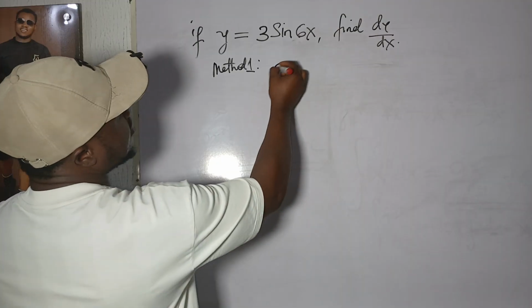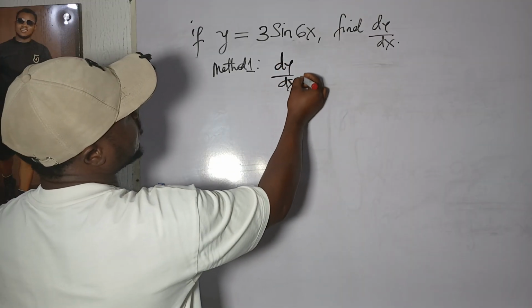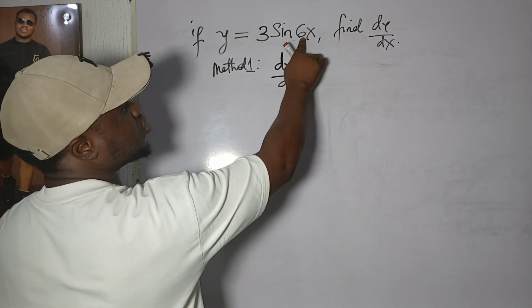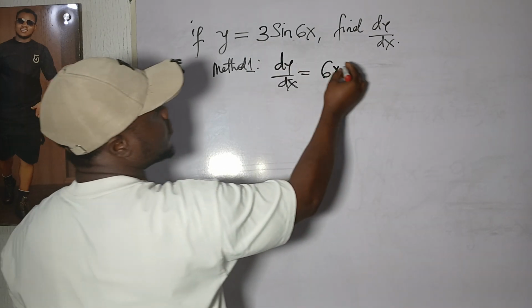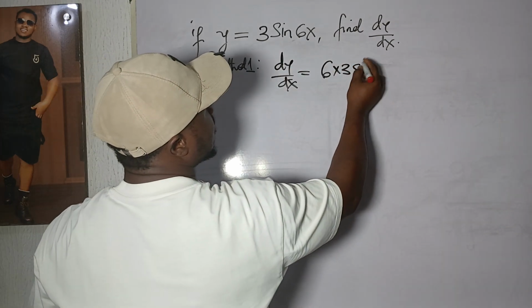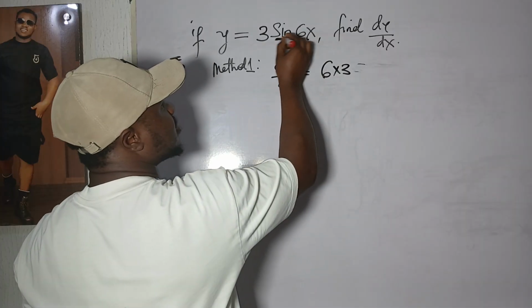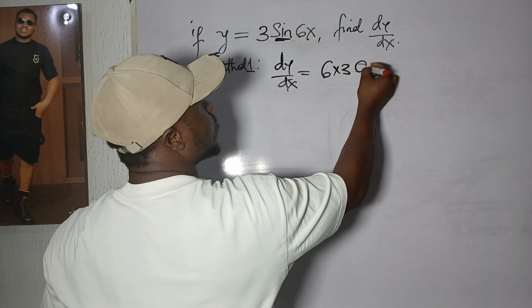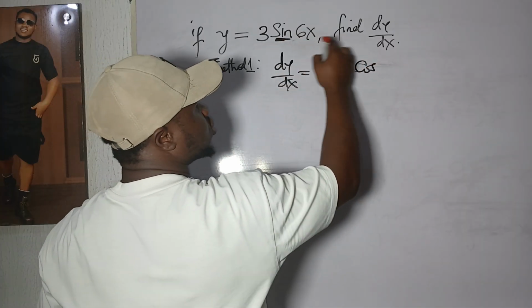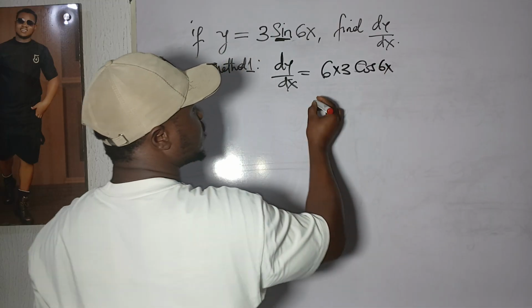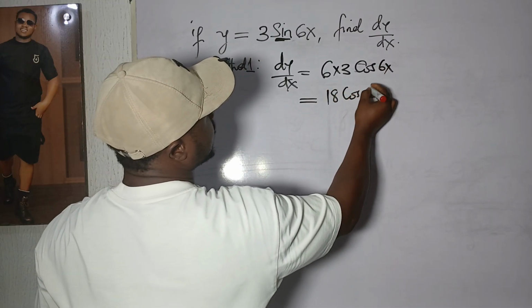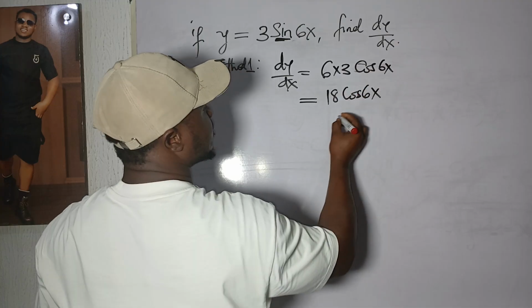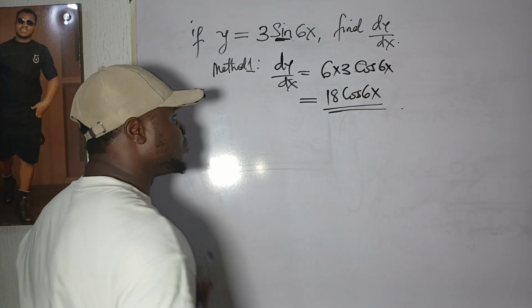If they ask you to find dy/dx, all you have to do is use this number here, which is 6. Use it and multiply anything that you have here, which is 3. We now differentiate this sine. We know that when you differentiate sine, we get cos. Write this function back, which is 6x. So finally, this gives 18 cos 6x. Okay, this is the answer to the problem.